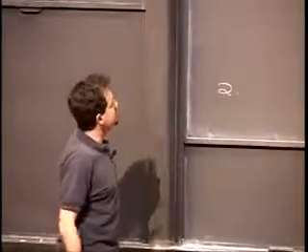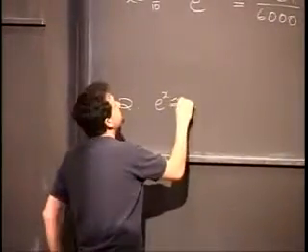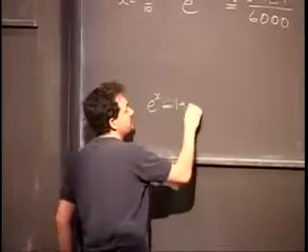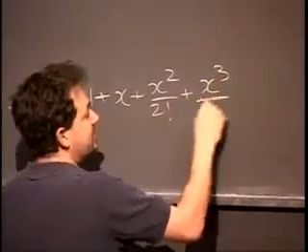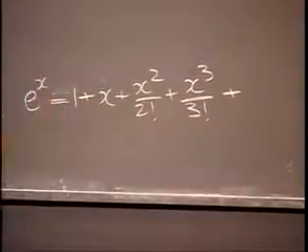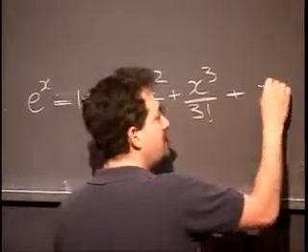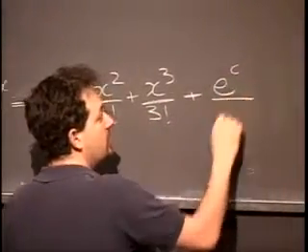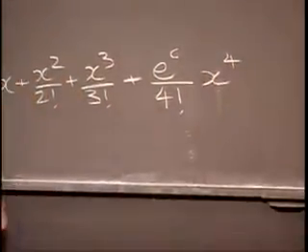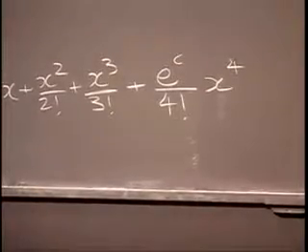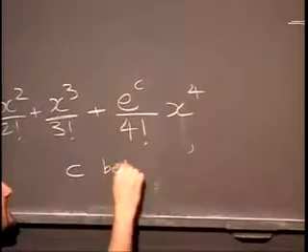So the next concept is I had written actually that e to the x is equal to 1 plus x squared over 2 factorial plus x cubed over 3 factorial. And instead of writing an approximation, I'd written plus e to the c over 4 factorial times x to the 4th. And that's true for some number c between 0 and x.